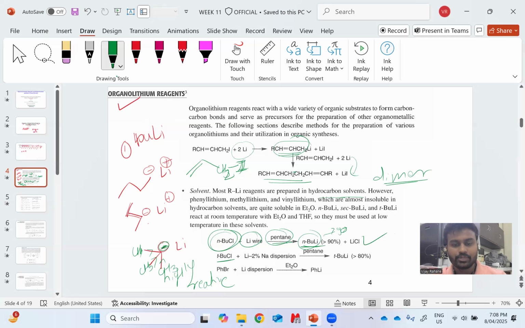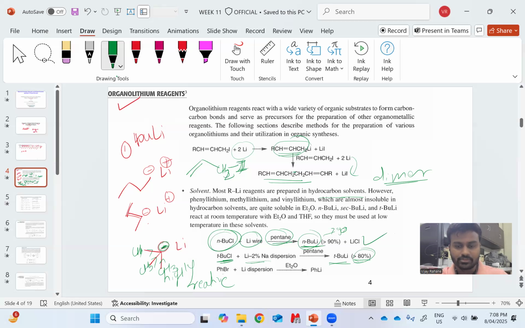Then with tert-butyl chloride, if you have tert-butyl chloride and a 2% dispersion of the lithium, you can get the tert-butyl lithium in a yield of greater than 80%. Then the phenyl lithium we can also prepare in a similar manner.